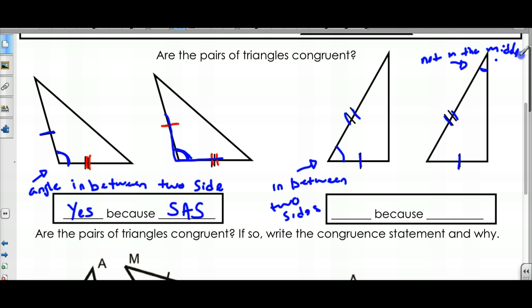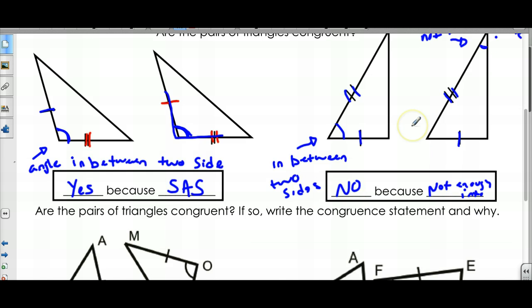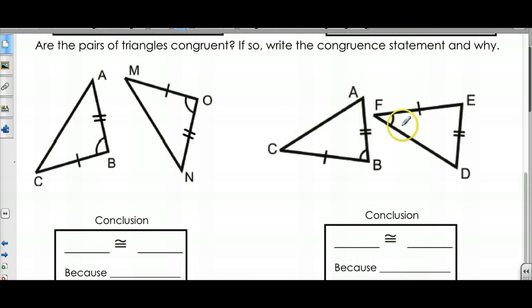And since it's not in the middle, I can't prove side angle side because I don't have side angle side for both of these triangles. So this would be no, because not enough info. If I knew this, then they would be congruent, but since I don't, there's not enough information to prove that they're congruent.